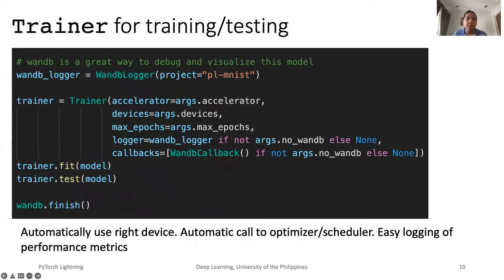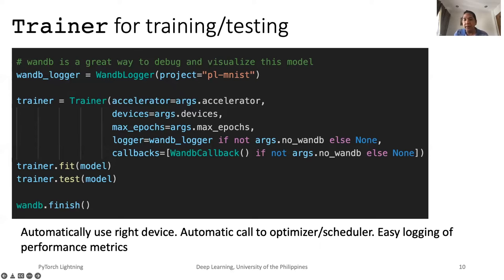Finally, the last step uses an instance of Trainer to manage the training and evaluation. We tell the trainer which AI accelerator, such as GPU or TPU, that we want to use, how many of them, and the number of epochs that we want to train the model. PL has a good integration with WandB through WandB logger, so we can further simplify tracking all training and evaluation logs. Calling fit performs the training while test performs the evaluation.